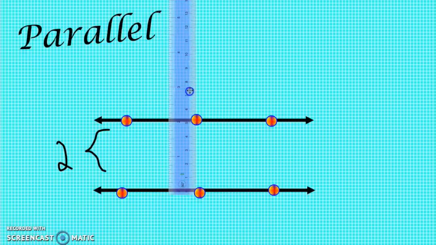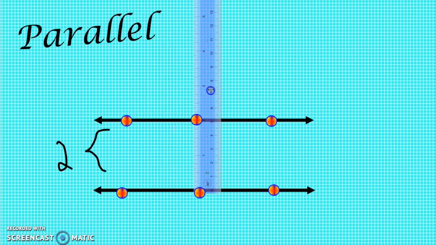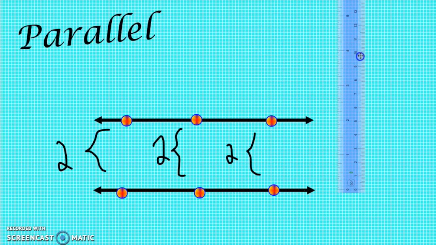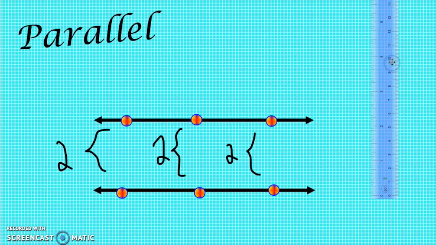Now, if we move the ruler to the center, we can see that it also measures 2 inches. And if we move it to the far right, we see that this set also measures 2 inches. At each point along the line, we measured the same distance, these 2 inches.